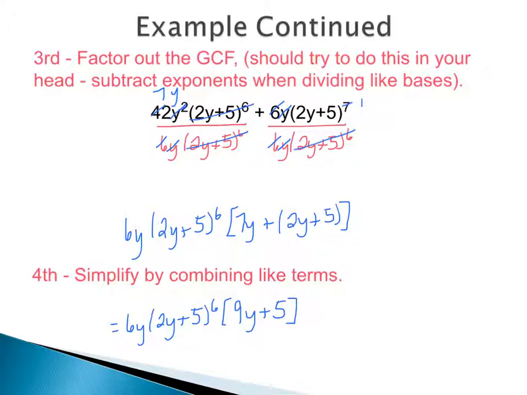Again, you can use parentheses there instead of square brackets if you like. But that would be our fully factored simplified form: 6y times 2y plus 5 to the 6th times 9y plus 5.